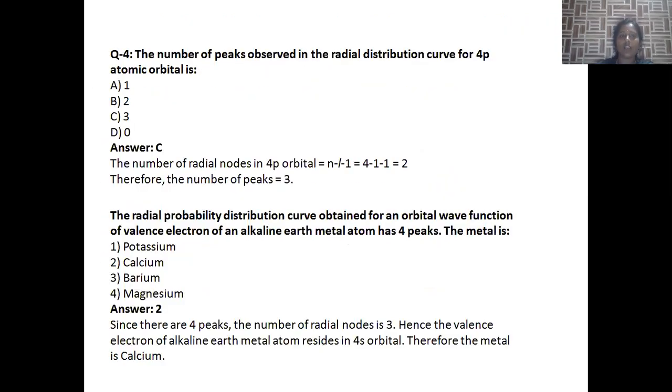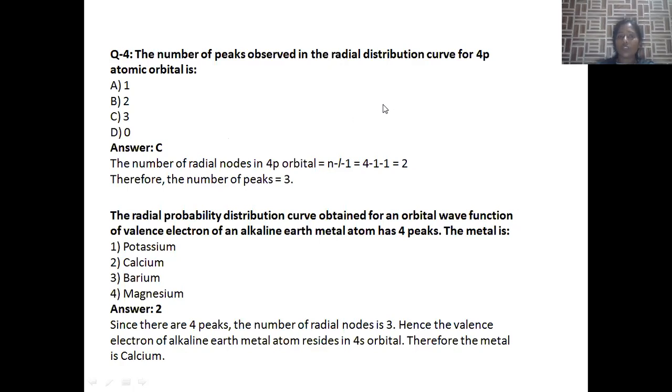The next question: the number of peaks observed in the radial distribution curve of the 4p atomic orbital. We have to find out how many peaks are possible. We have to apply the n minus l minus 1 formula. Here n is equal to 4 and l is equal to 1, because for an s orbital the azimuthal quantum number value is 0, and for a p orbital it is 1. That's why 4 minus 1 minus 1 becomes 2.